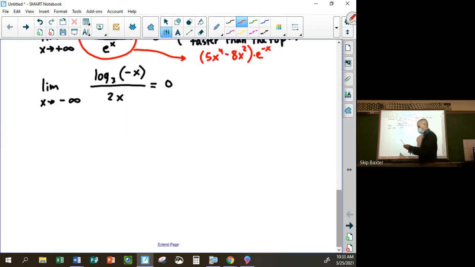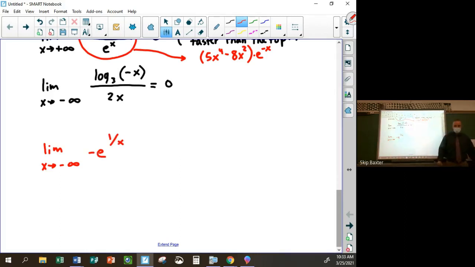What about something like the limit as x goes to negative infinity of negative e to the 1 over x? What if that's the whole function? Any ideas about what this might be? Don't worry, I won't yell at you if you're wrong.